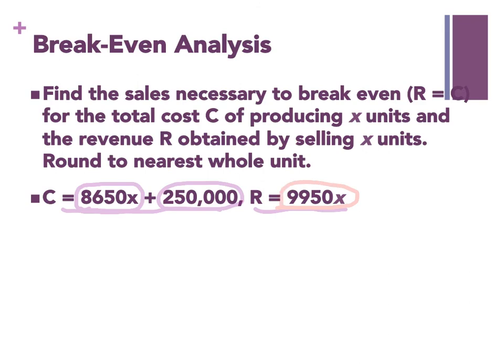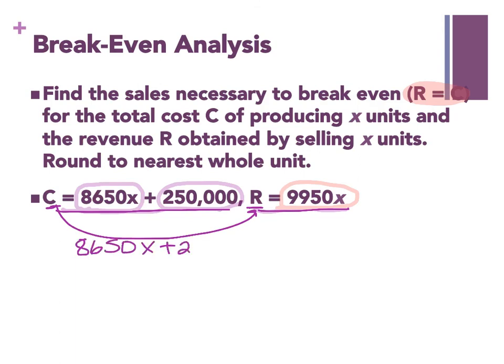So the break-even point is when the revenue equals the cost. Technically this is a system, because if you look at the breakdown of it, this is two equations with two variables. The difference is that this variable is different from this variable, but we want them to be the same. So we want to know where 8,650x plus 250,000 equals 9,950x. So then I just solve.